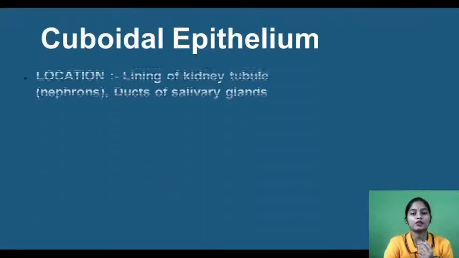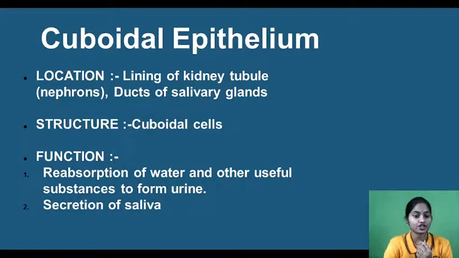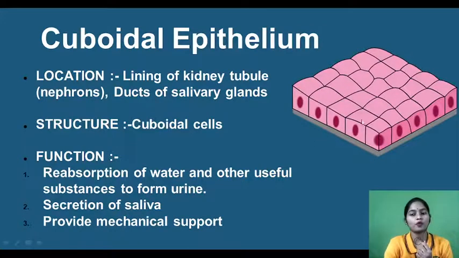Now see cuboidal epithelium. Location: lining of kidney tubules, which are called nephrons, and ducts of salivary glands. Structure: they are like cuboid only. Function: reabsorption of water and other useful substances to form urine, because they are found in the kidneys. So their main function is reabsorption of water and other useful substances to form urine, and secretion of saliva and providing mechanical support. See, they are in the shape of a cuboid. You can remember by their name only.